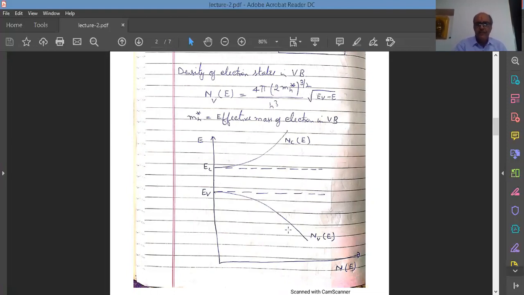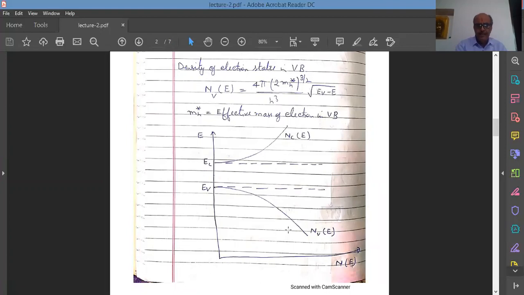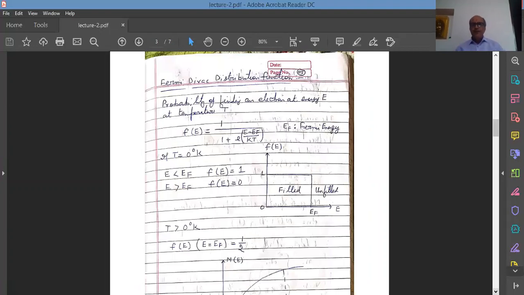This is the first thing that we have to basically borrow or understand for this course. The other is the idea of the Fermi-Dirac distribution function. You are familiar with the Maxwell-Boltzmann distribution function. You must have used it at several places in BSc Part 1 and Part 2: the probability of finding a system at energy E and temperature T is given by e to the power minus E upon kT.